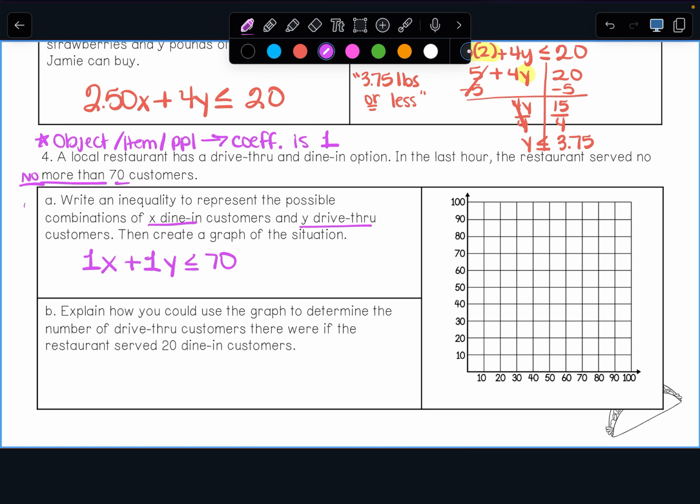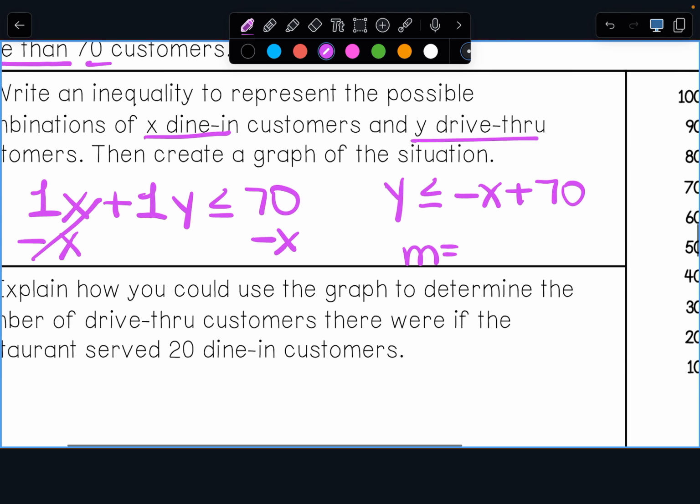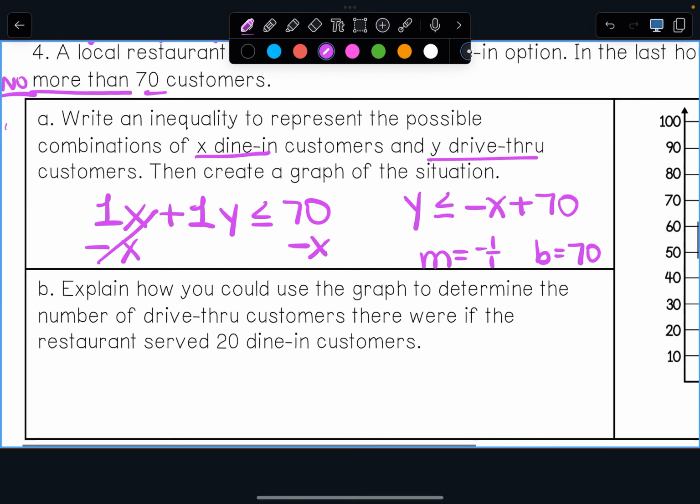And I'm pointing over there. I know I'm going up and down. I'm pointing over there, okay? So, the first thing I need to do is solve for y. And this is actually a one step. The only thing you do is move the x over, okay? So you get y is less than or equal to negative x plus 70. That tells you that your slope is negative 1x, negative 1 over 1, and your y-intercept is 70. Okay?